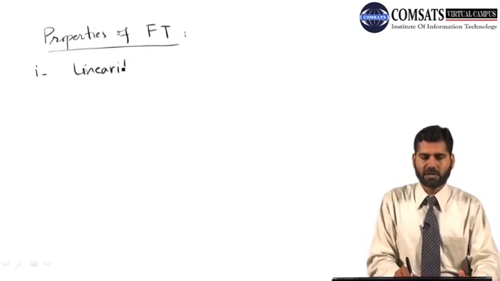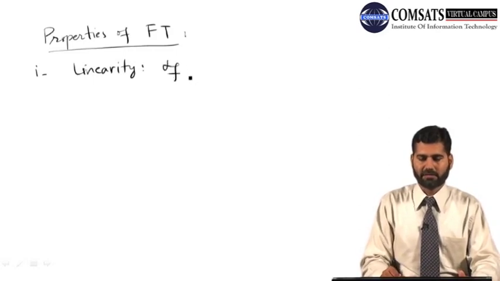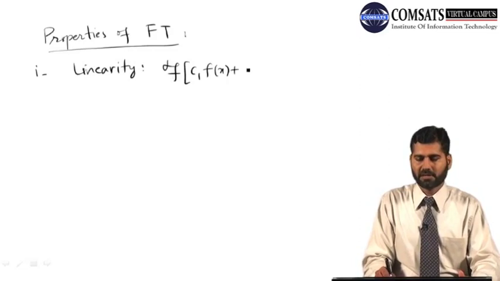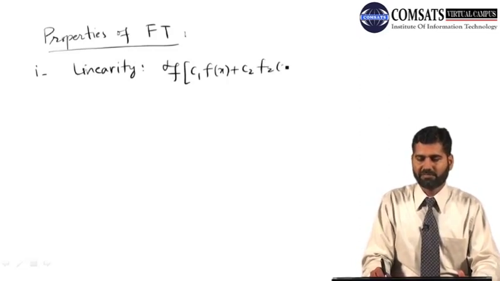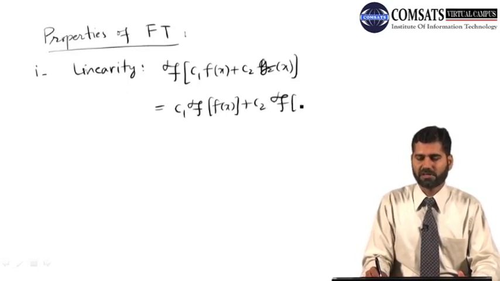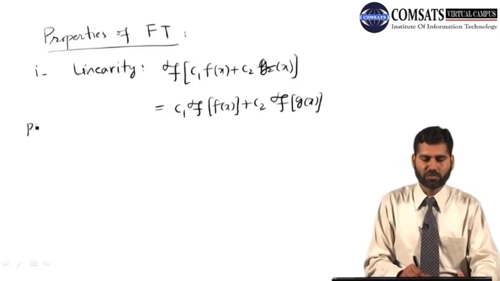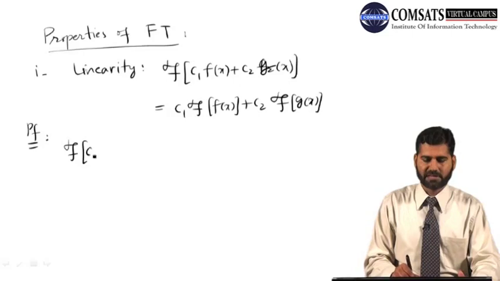So the first property was linearity, that the Fourier transform of C1 f(x) plus C2 g(x) is equal to C1 times the Fourier transform of f(x) plus C2 times the Fourier transform of g(x). All right, this is what we need to prove. To prove it, it's of course not difficult at all.